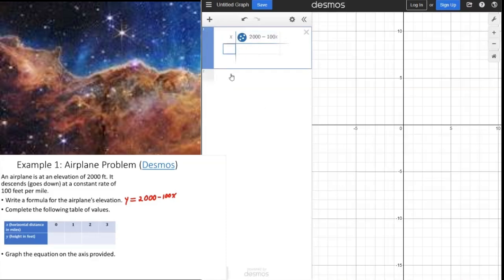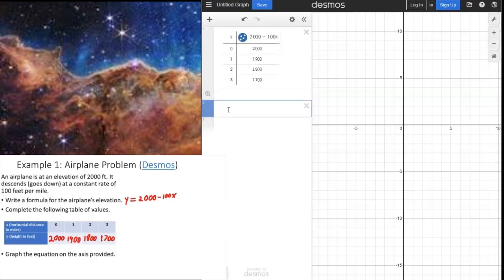Now below the x column, we're going to enter our values of x we want to figure out the value of y for. So 0, 1, 2, and 3. Notice how underneath our formula, the numbers are populated. This tells me when x is 0, my elevation is 2,000. When x is 1, my elevation is 1,900, and so on and so forth. Here, we can quickly fill out our table. And we can also graph the equation.